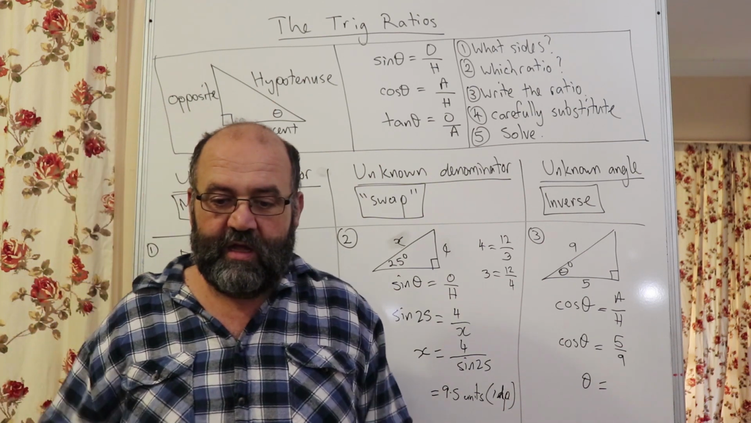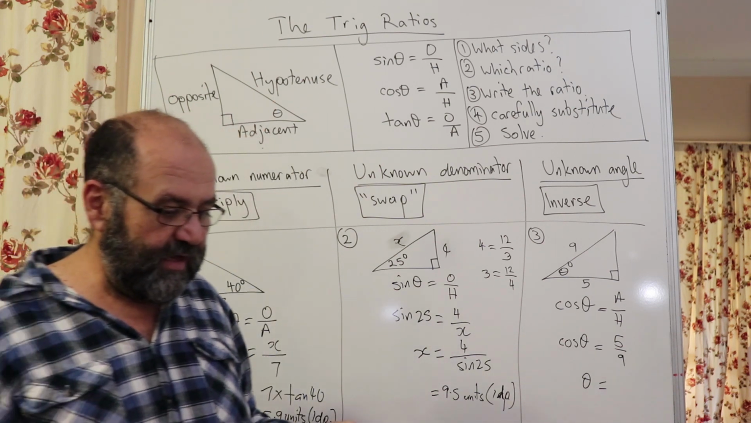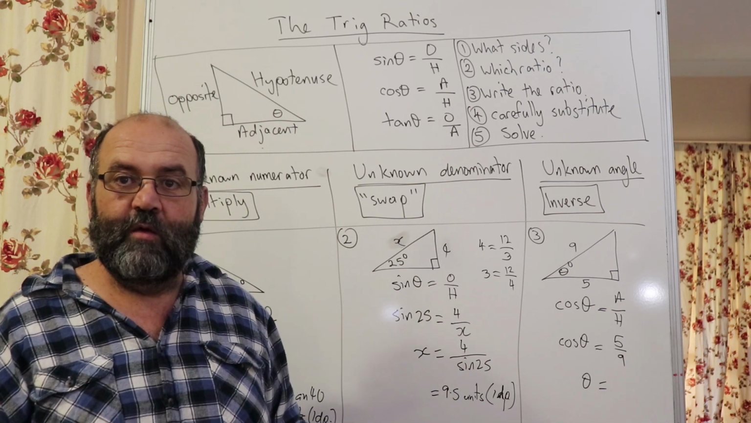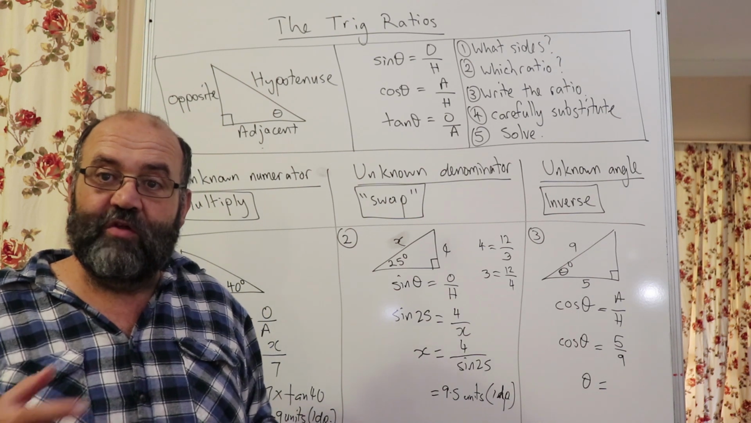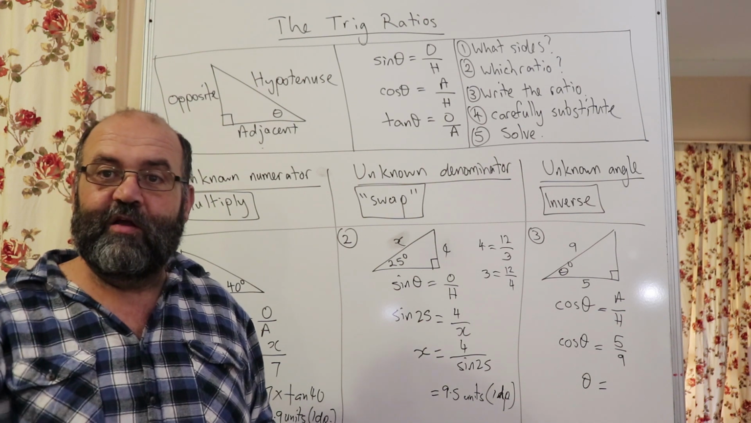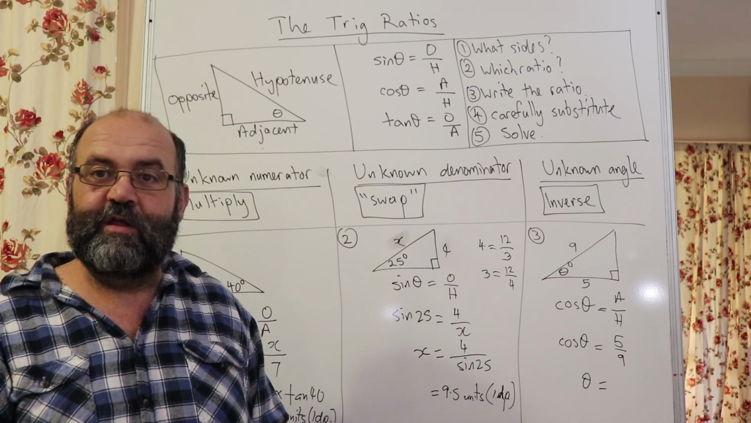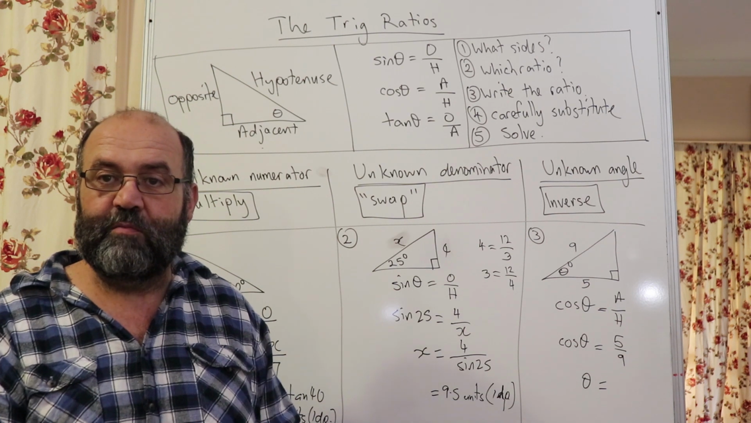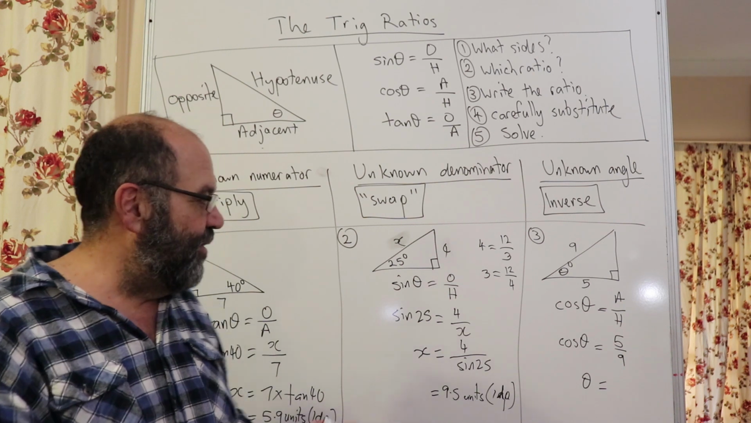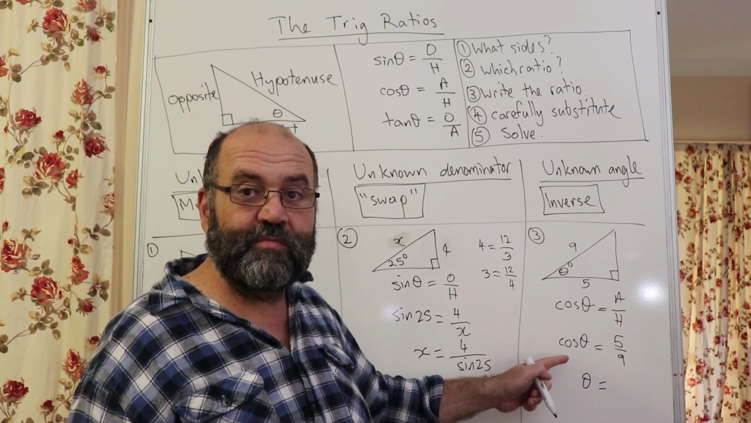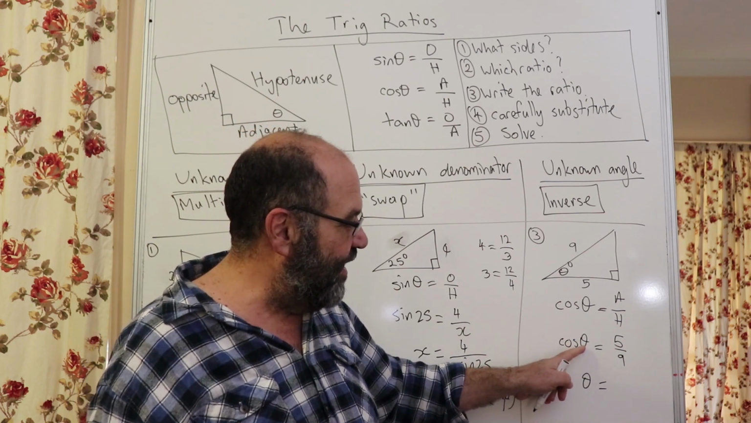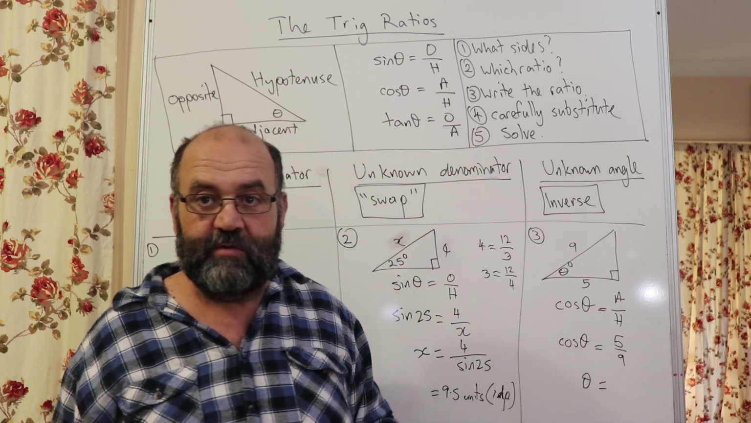I say, imagine if I came along with an egg, a fry pan, and a hot plate. Well, I can do a function on the egg using the fry pan and the hot plate. I can crack the egg. I can mix it up. I can put it in the fry pan. I can sit that on a hot plate, and I'll end up with a scrambled egg. So cos comes along, if you like. It cooks up our egg, our theta, and it produces 5 over 9.